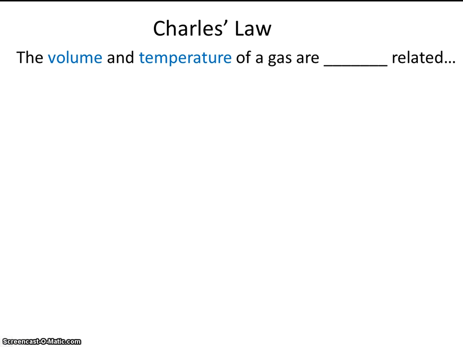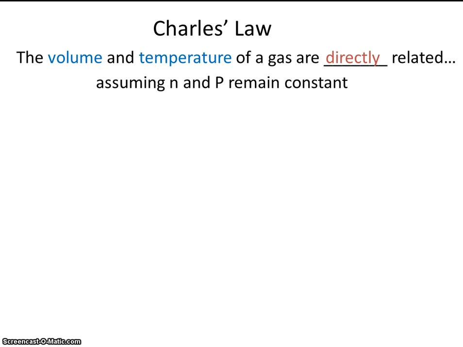Charles' law states that the volume and temperature of a gas are blankly related. Well, how do you think they're related? As the temperature of a gas increases, what do you think will happen to the space that that gas takes up? Will it get bigger or smaller? So if we increase the temperature, the gas volume, you guessed it, will also increase. So temperature and volume are directly related. And of course, that assumes that moles and pressure stay the same.